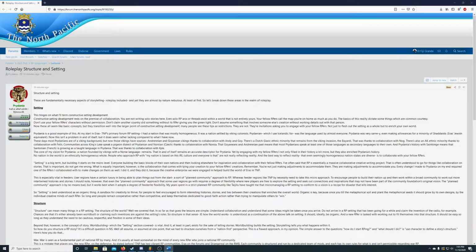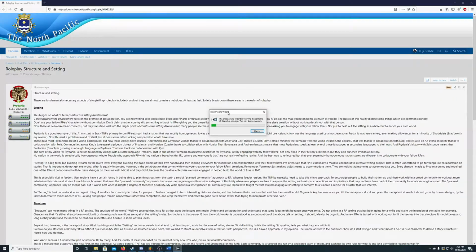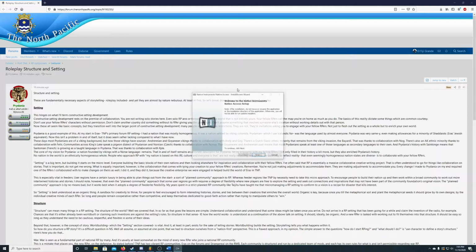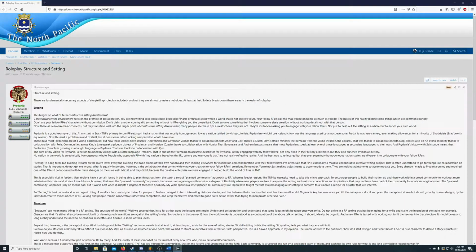Structure and setting. They're fundamental aspects of storytelling, roleplay included, and yet they are almost by nature nebulous, at least at first. So we're going to break down these areas in the realm of roleplay. Setting. This hinges on what I'll term constructive setting development. Constructive setting development rests on the premise of collaboration.